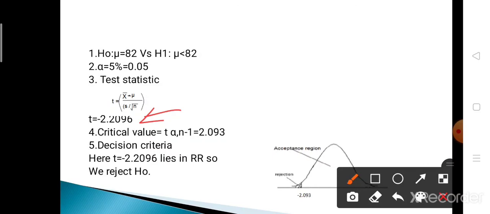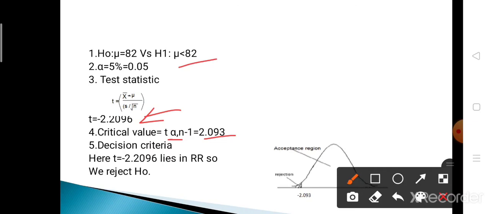Now the fourth step is the critical value. Critical value means the statistical table value. The statistical table value given in the example is 2.093. Here the test is a one-sided left test, so see the value for alpha only, and the value is 2.093. The last step is the decision criteria.